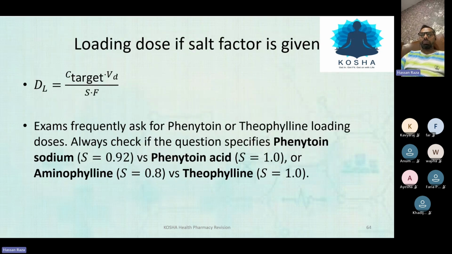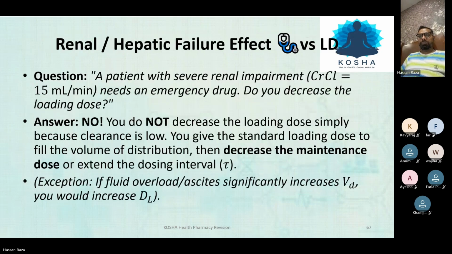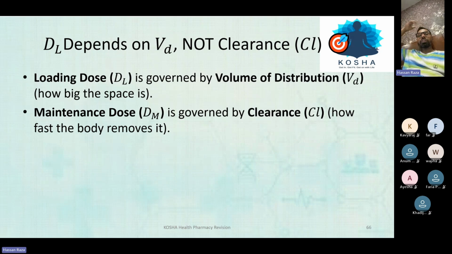So this is the formula. As I've told you, loading dose will be the target concentration you have to achieve, multiplied by volume of distribution. Then you have to divide by S and F, where S is for the salt form and F is for the bioavailability. And this is important for the exam: loading dose is only governed by volume of distribution, and maintenance dose is governed by clearance. And why is it clinically important?